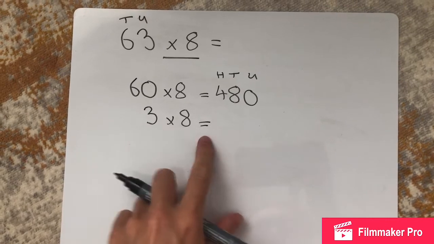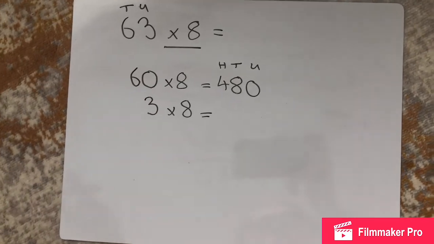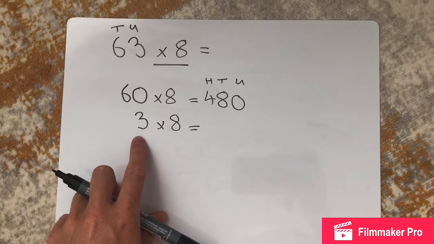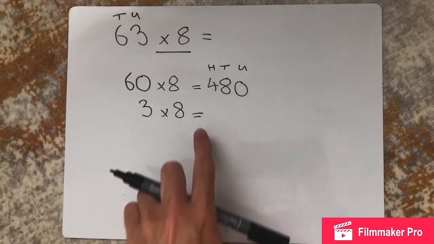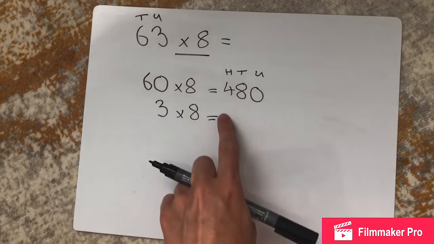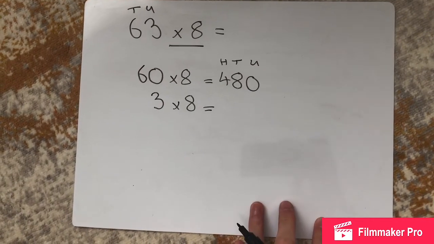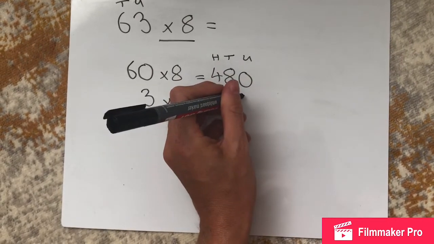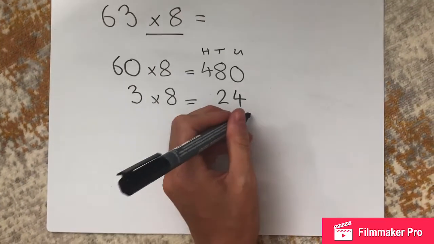So we're going to move on to the second part here. 3 times 8. Now again, we should have been practicing our 8 times table, but we do know our 3 times table. So hopefully you know that 3 times 8 is 24. Now again, I'm not just going to write the answer anywhere. We need to think about where 24 goes in the right column, so our place value is correct. So 24, I know there are 2 tens and there are 4 units. Now there is a space here and that's absolutely fine.